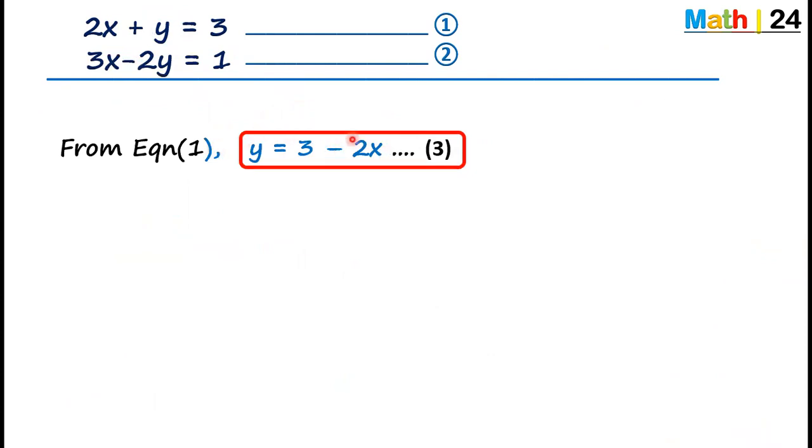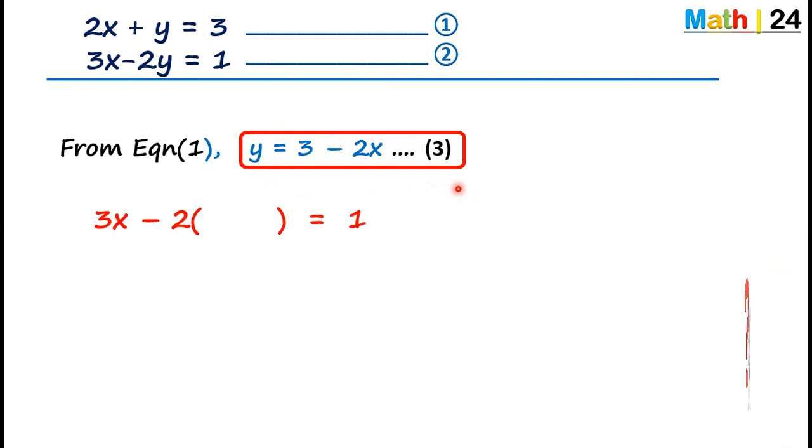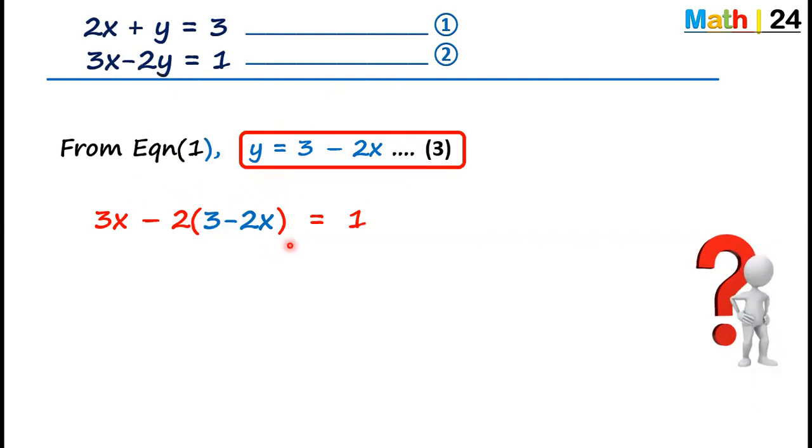Since I use equation 1 to come out with this equation, I'm going to substitute in which of the equations now? Good, in equation 2, because I use equation 1 to come out with this equation 3. So since you use equation 1 to obtain this, you substitute in the other equation, that is 2. In equation 2 now, I have 3x minus 2y to be equal to 1, but my y is equal to 3 minus 2x, right? Remember, this is substitution. So I'm going to substitute it here. Then my y now becomes 3x minus 2 times (3 minus 2x) equals 1.